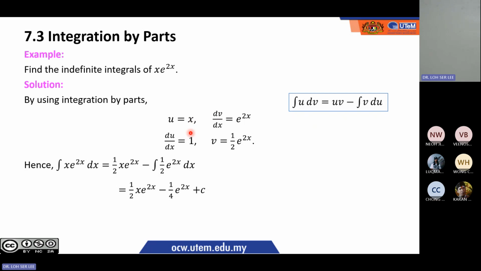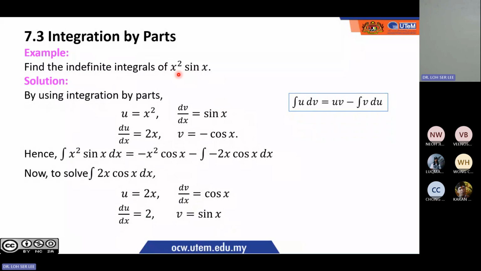Then here we differentiate, this one we integrate. Then we put this into the formula where we have uv minus the integral of v du. So this one multiplied to this, but with the integral. Only then we solve the integral and we get the final answer. This is what you have learned before you are here, integration by parts.